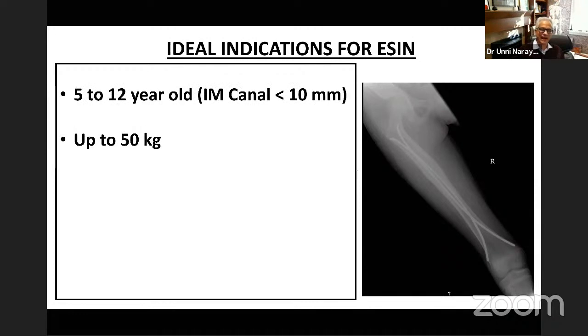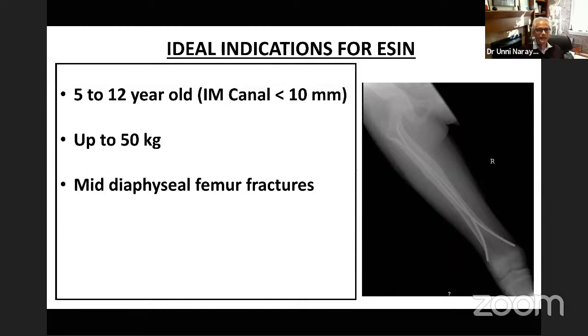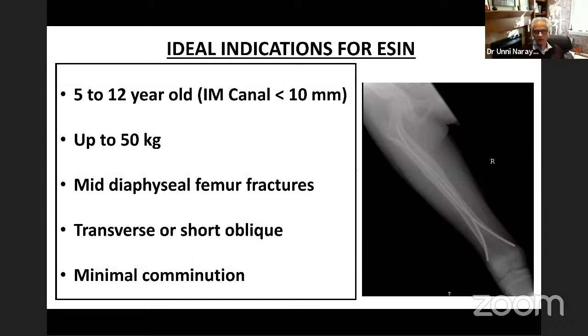10 millimeters, perhaps up to 50 kilograms, although in our study that we looked at in adolescents up to 80 kilograms, we had no relationship between weight and elastic nailing if the technique was done well. It was other factors that contributed to loss of reduction, like comminution and so on. Mid-diaphyseal femur fractures are ideal, transverse and short oblique with minimal comminution.